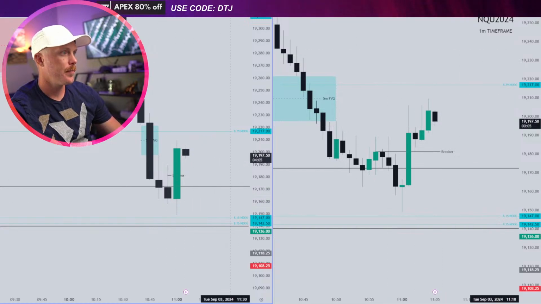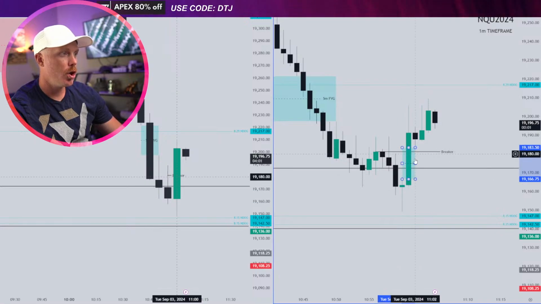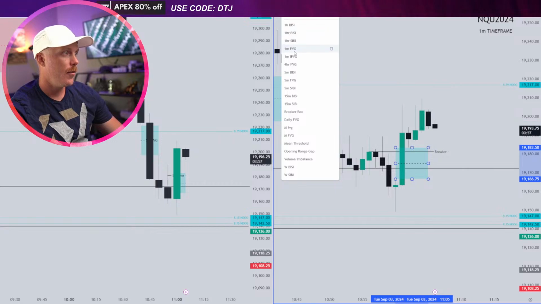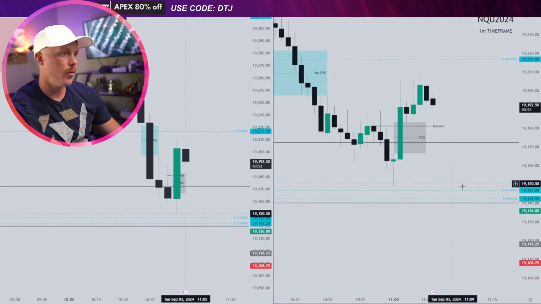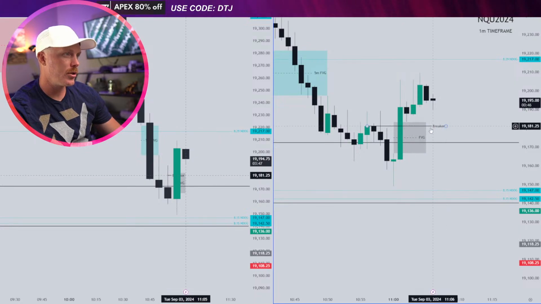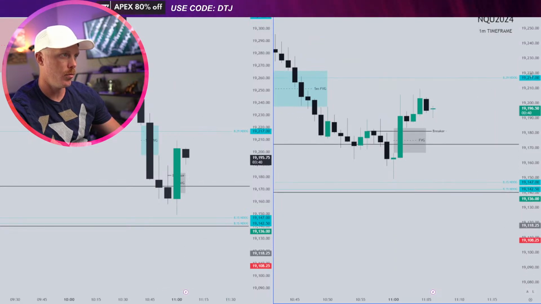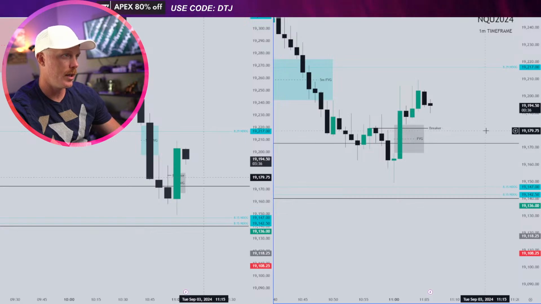What could happen? We could bounce off this breaker and move higher. We could run this level here for a continued move lower. I would be open to taking both with this draw on liquidity down here. Also, more interested in going longer from a breaker potentially because we've already dropped significantly and we should get some type of retracement. And we should be able to pull out 10 to 20 handles.